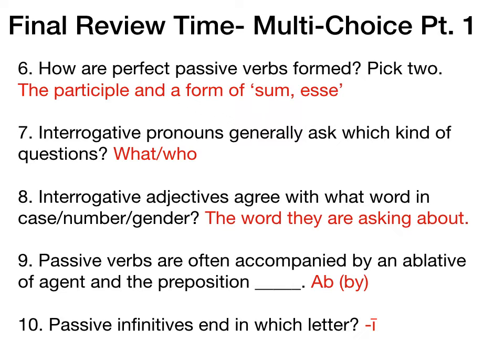And number eight, interrogative adjectives, we are asking about another word in the sentence, and it's going to match the case and number and gender of that word. So the answer will be the word they are asking about, as in the word the interrogative adjective is asking about. Like, which chapters do we need to review before the final? Would be an interrogative adjective, not an interrogative pronoun. Interrogative pronoun version of that would be, let's see if I can think of an example in 5 seconds. Okay, how about, who will pass the final?